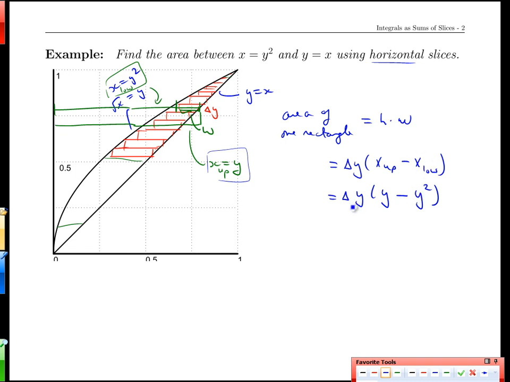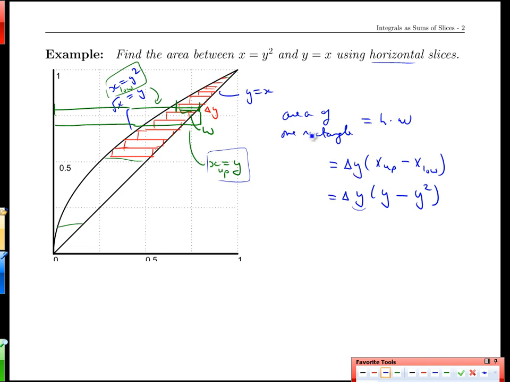Oh, but we want it in terms of y because we're doing delta y slices and we'll need an integral in terms of y. And so we say, well, we don't want x, we want what it's equal to, which is y squared. All right, this does take practice, so take a look at the practice problems as well as a reference. This is the hardest part.